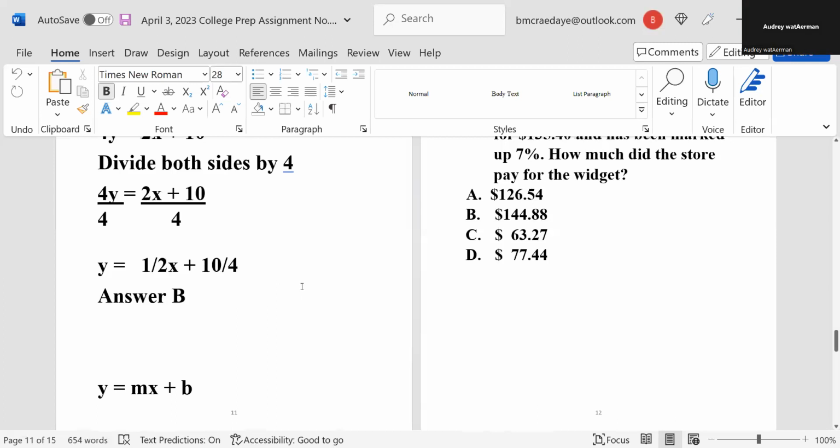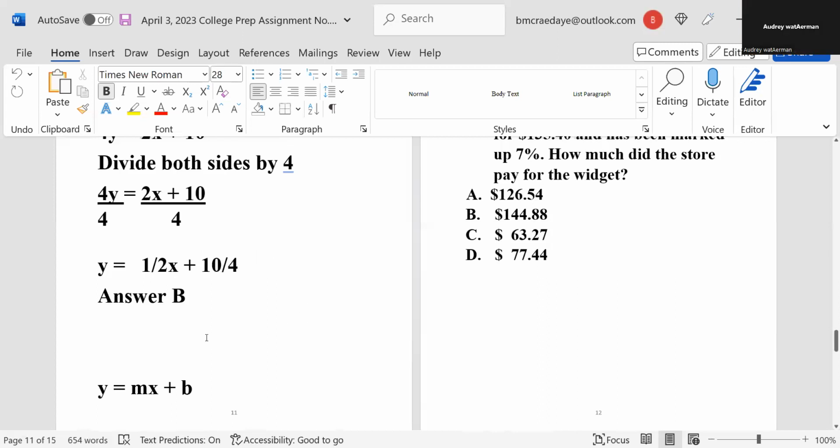No. Y equal mx plus b. There's the y. Audrey gave you the m. That's the 1/2. The b is the 10 over 4. Now it's in the slope intercept format where you have m, the slope, times the variable x plus b, the y-intercept, which here is 10 over 4. Got it? You said b is the intercept. What is it, Audrey?